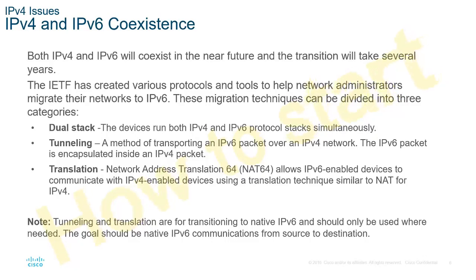IPv4 and IPv6 can coexist. You can have both running simultaneously. This is called dual stack. You can also have an IPv4 network transmitted over IPv6 and vice versa. Those technologies are called tunneling and translation. If we're looking at transporting an IPv6 packet over an IPv4 network, that's tunneling. If we're talking an IPv6 enabled device communicating with an IPv4 enabled device, this is called translation.